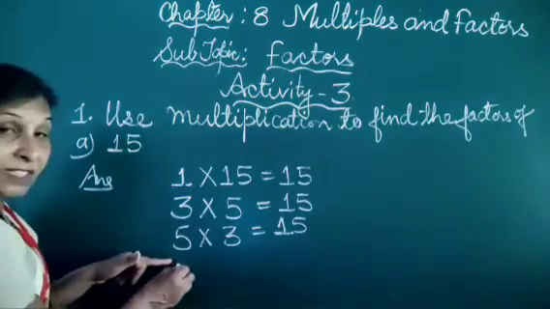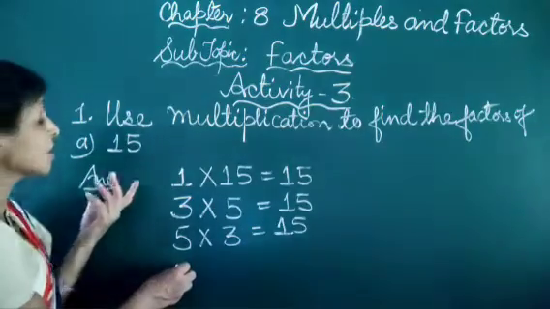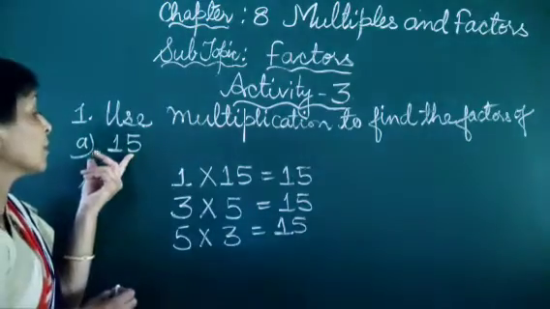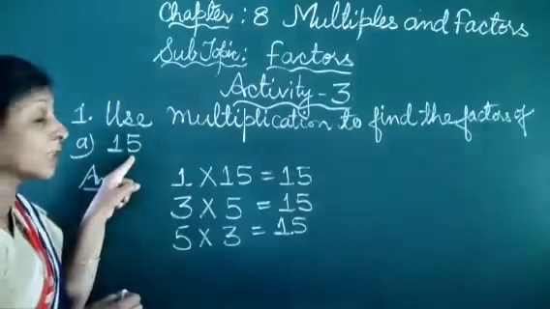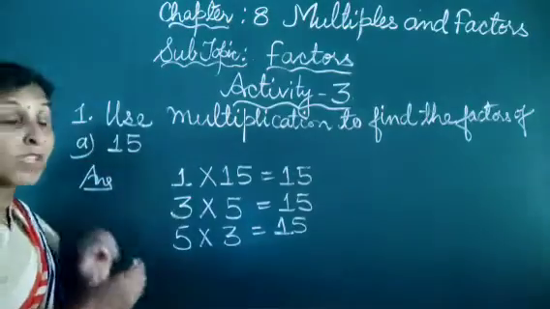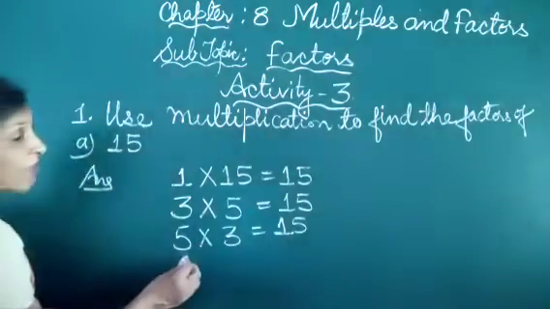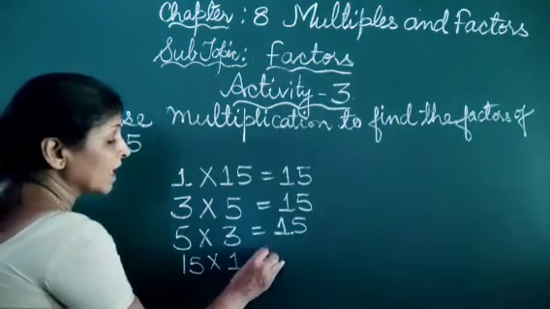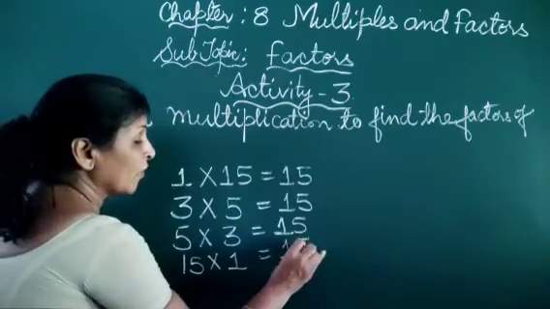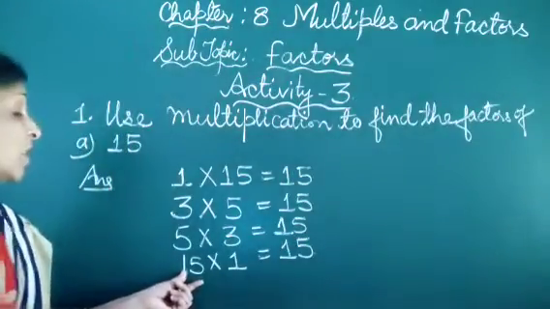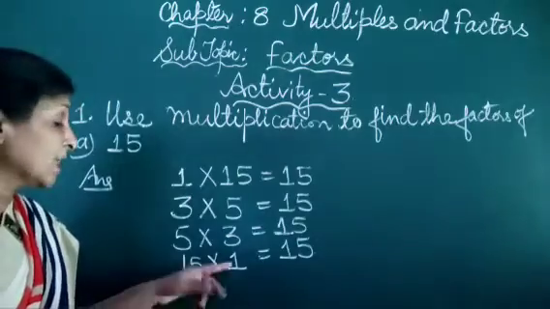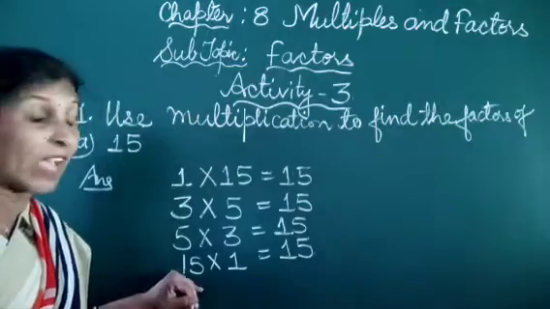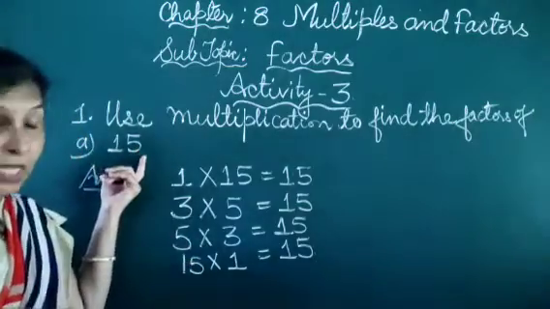15. Then 6 does not come in the table of 15, 7 also does not come, 8 also does not come. In this way we can see, and at last we see that 15 multiplied by 1, then 15 comes. The table of 15 multiplied by 1, then 15 comes. So 15 is the factor of 15.